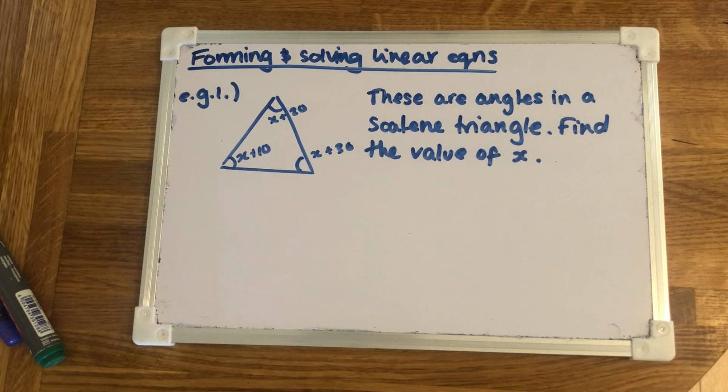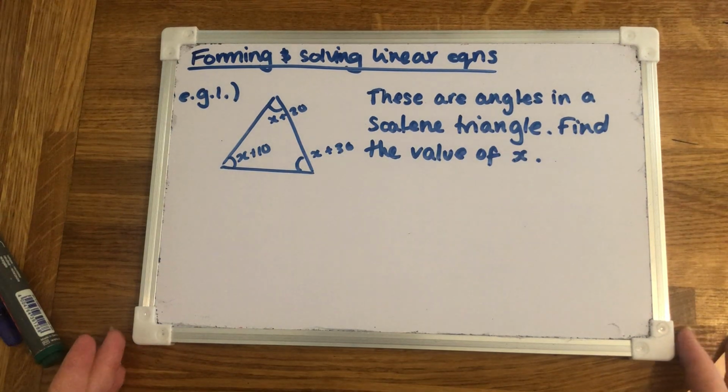So with this topic you're going to have to know how to find perimeters, areas of shapes, and also have basic knowledge of angles in shapes as well. So we're going to be doing angles in triangles in two of the questions, but sometimes they also do quadrilaterals as well. So we're going to start with this.